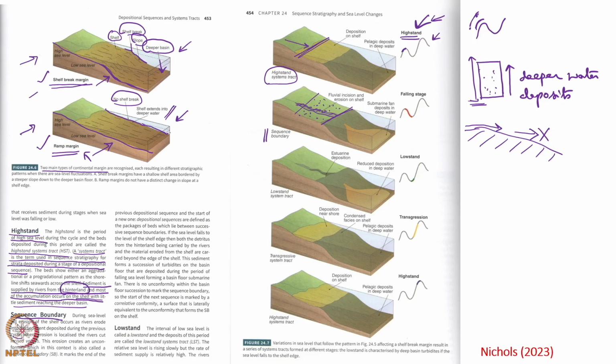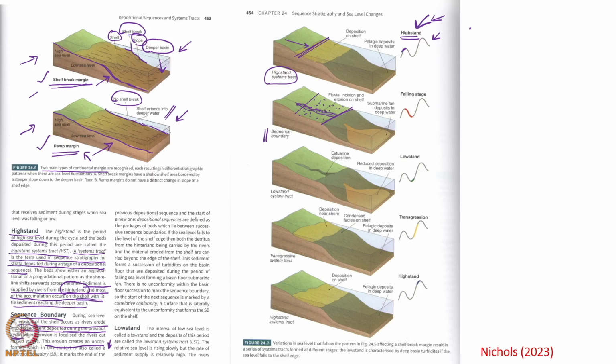This said, during sea level fall, erosion of the shelf occurs as rivers erode into sediments deposited during the previous cycle. Here, earlier in the previous cycle, sediments were deposited in this portion and now they get eroded due to reverse action. So, this erosion creates an unconformity in the vertical succession. Now, this is also called a sequence boundary.